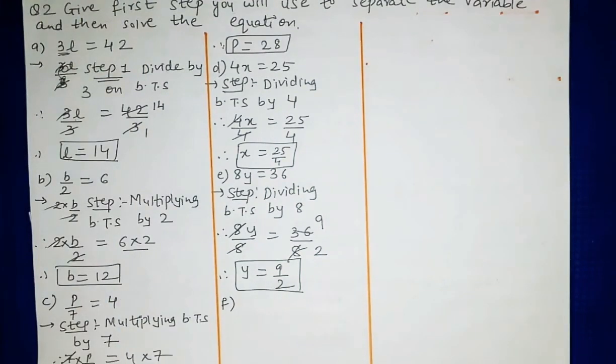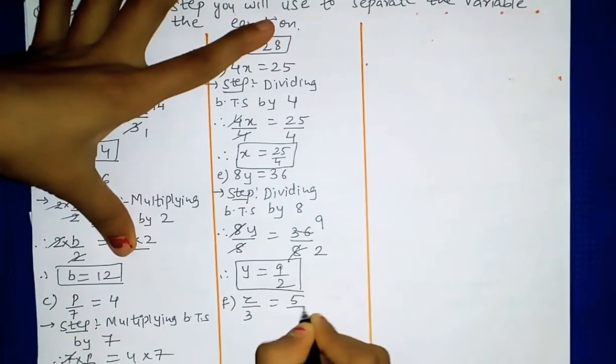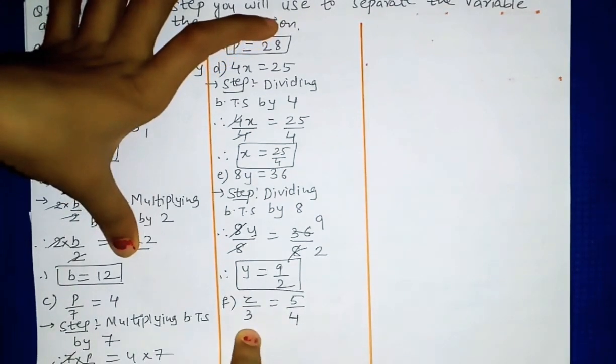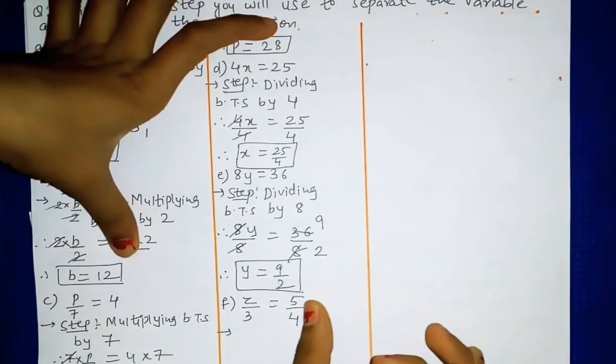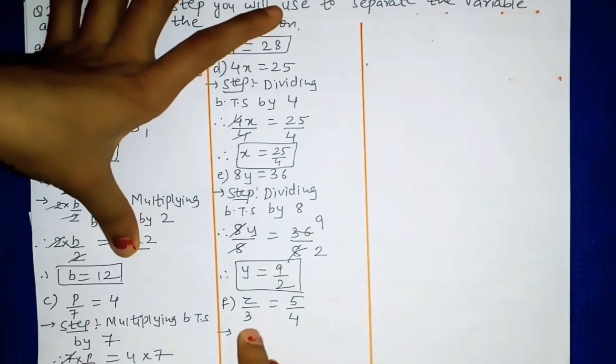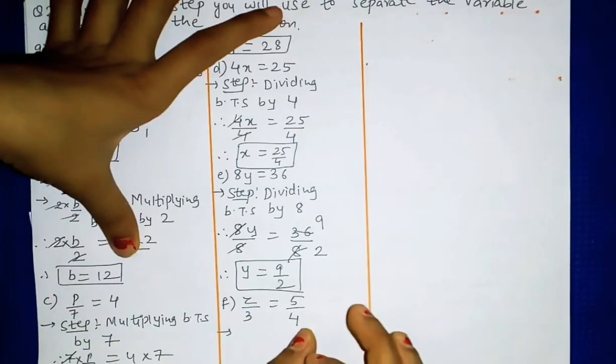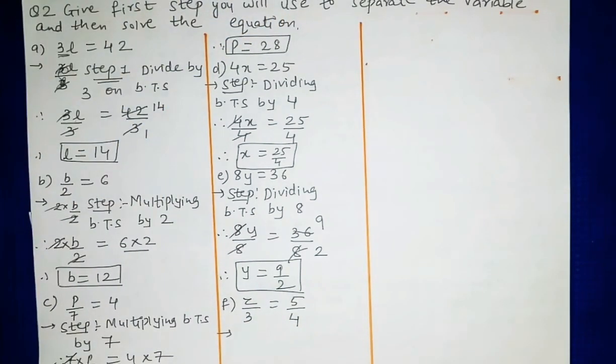Next question is z upon 3 equal to 5 upon 4. Now here also a fraction is given and here also a fraction is given. But don't worry, this side anything can be given: fraction, negative, positive number, whatever. You just have to see this part, because we want to find the value of z. So whatever is connected with z, that we want to remove. You just have to think about the number which is attached with the variable, and how you will remove it.